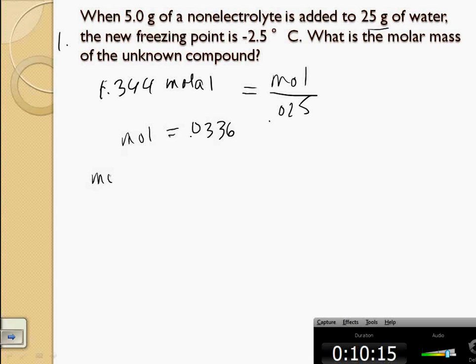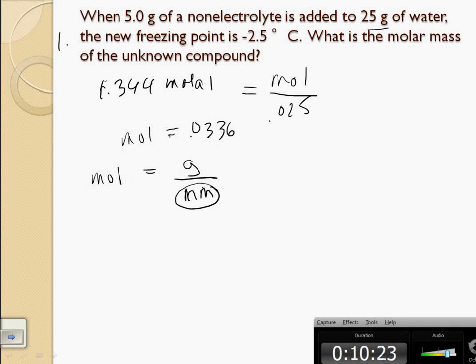So we know that moles is equal to however many grams we have divided by its molar mass. So let's rearrange this equation because we want to solve for this. So moles times molar mass is equal to grams, right? This times this equals this times this invisible 1, right? So if I want to solve for molar mass, I'm going to divide both sides by moles.